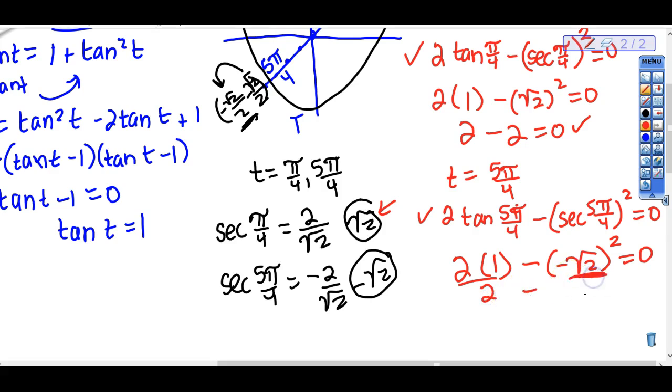What's this answer? 2. Yep, because negative times negative is positive. Square root of 2 times square root of 2 is 2. Also true. Therefore, both solutions are valid. Okay, so that one wasn't horribly bad. A lot of steps still, but not too bad.